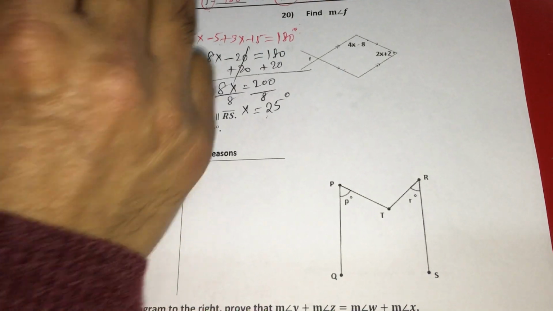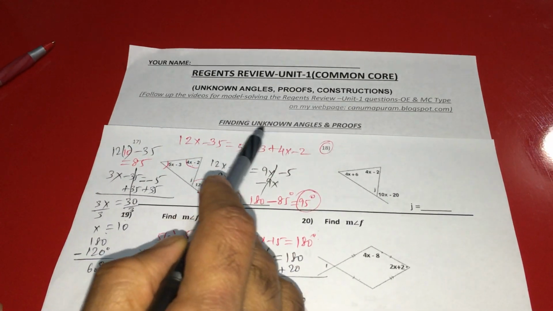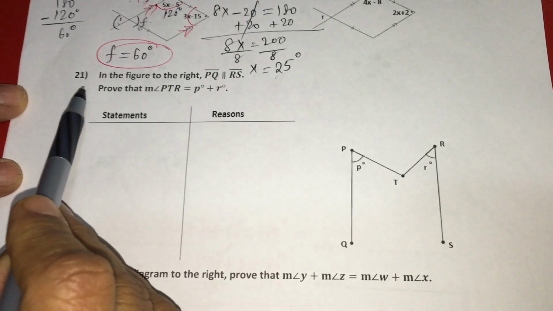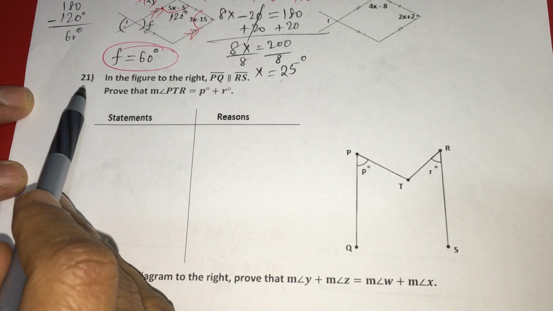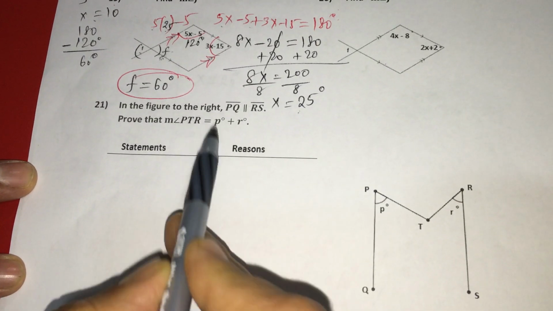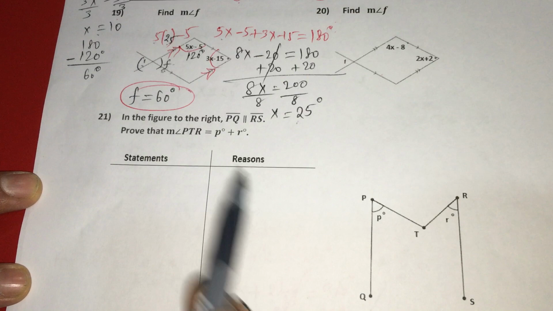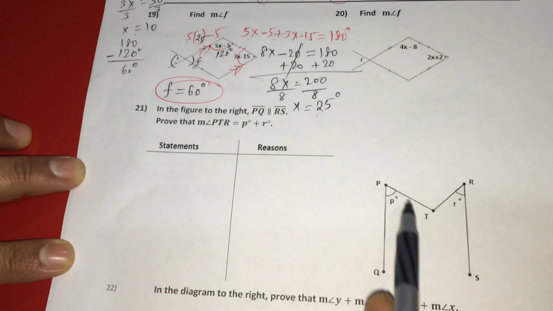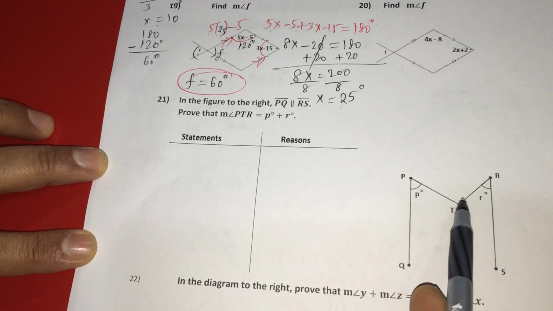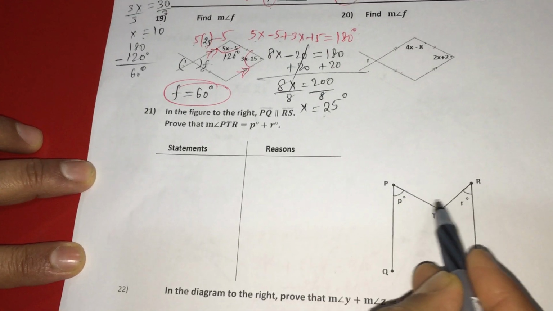Now, in this recent review, Unit 1, we have finding unknown angles and proofs. I am going to show you how to prove this 21st question. What is this 21st saying? In the figure to the right, PQ is parallel to RS, and you have to prove angle PTR is equal to P plus R. You have to prove that angle is P plus R.